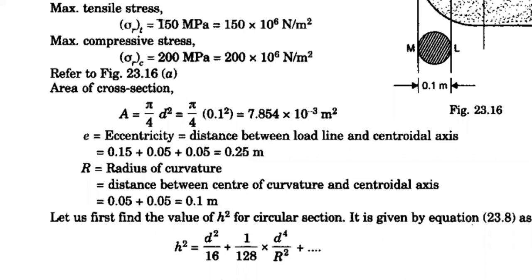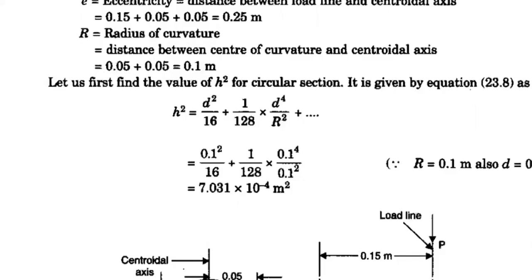Already we solved this problem, but for your reference only, I'm explaining again. The h square value we already determined, no need to explain. Only we are concentrating on resultant stress. That is the only new part of this problem. The h square value and area value were already calculated in previous sections. But without knowing the value we cannot solve the problem, so we are calculating the h square value. Substitute h square and you will get the answer: 7.031 into 10 power minus 4 meter square. The h square value is 7.031 into 10 power minus 4 meter square.